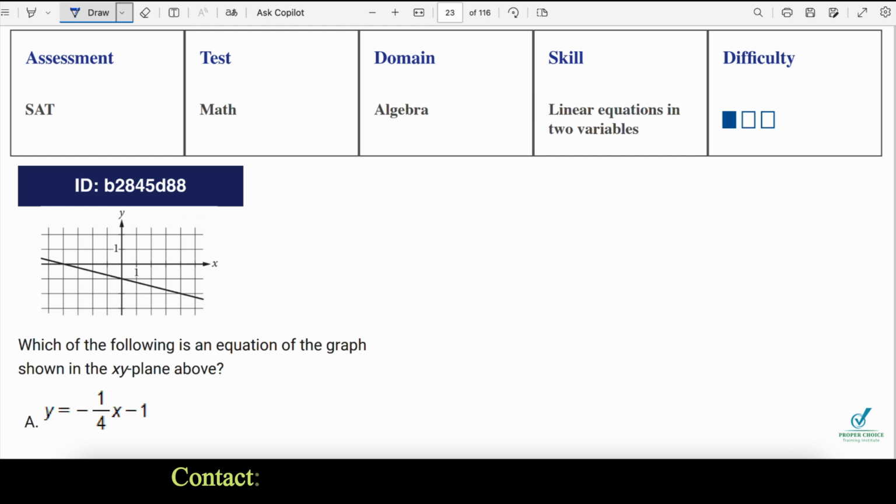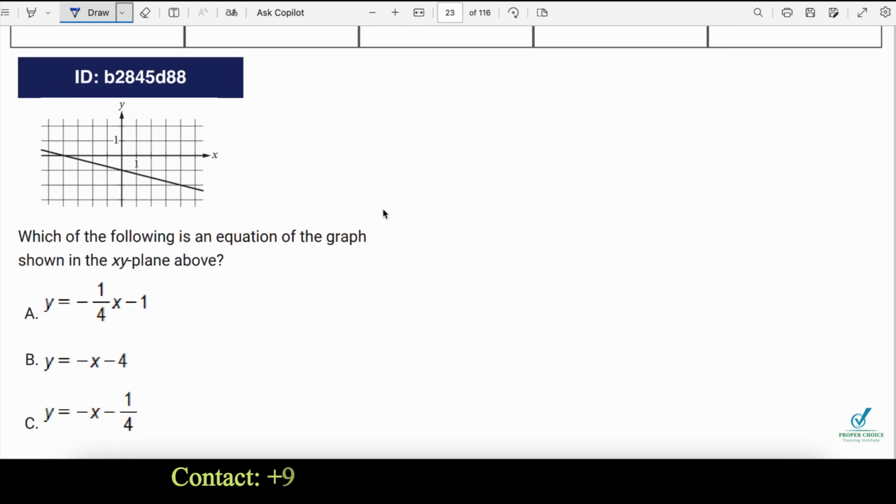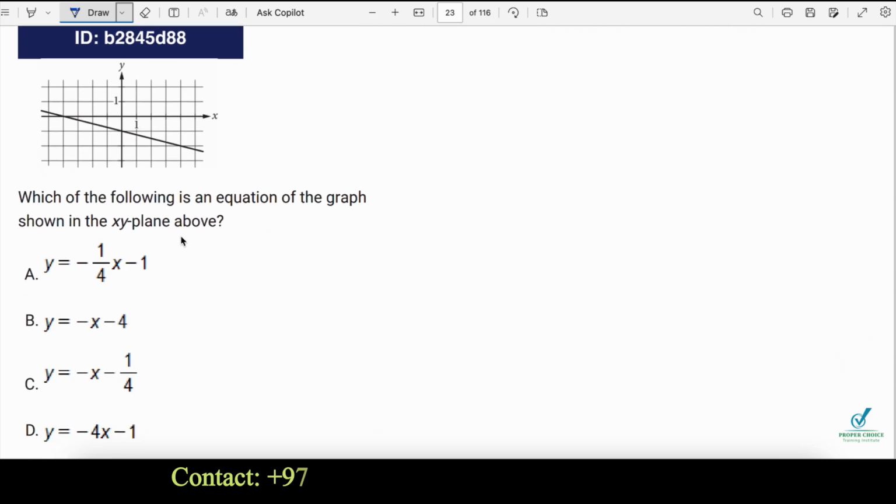Now let's continue with the question here. It says, which of the following is an equation of the graph shown in the xy plane above? Whenever they ask you this kind of question, keep it in mind. First you have to give priority to the intercepts. So what is the intercept of this, and also you have to look at whether the line has positive slope or negative slope.